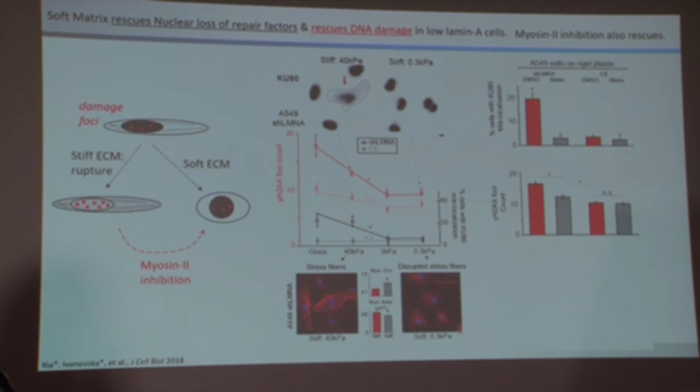And I'm getting now to the effect of the matrix. If the cells are on stiff matrix and then put on soft matrix, the curvature will be significantly reduced, so they will become more circular. And we did experiments to inhibit the myosin contractility, and in both cases we see that if we do this, we can reverse the DNA damage in cells.